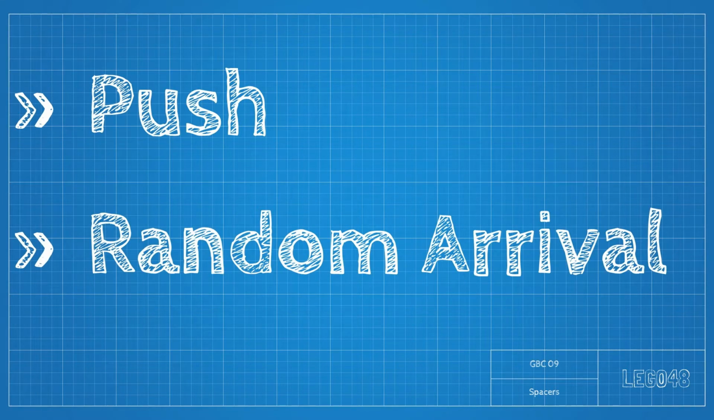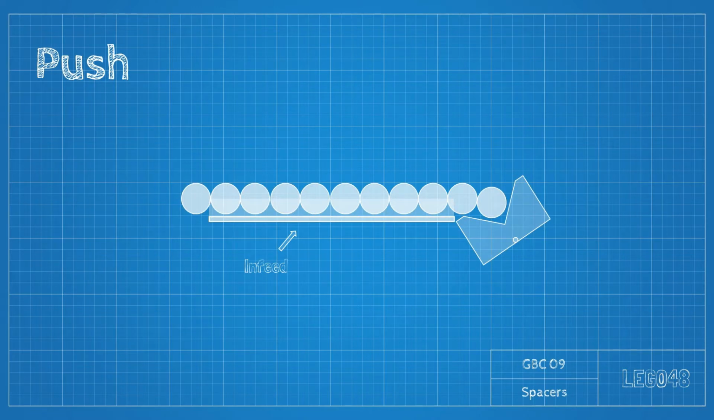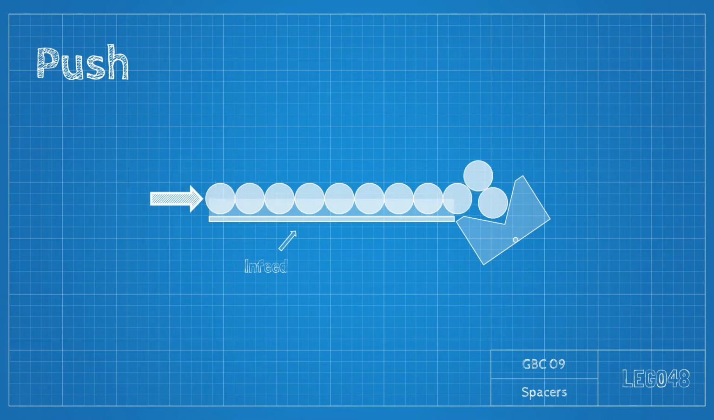First, let's talk about push. This occurs when you get a significant buildup of balls in front of the spacer. For instance, if you dump a lot of balls into the hopper in front of the spacer, you'll have a solid column backed up all the way into the hopper. If pressure is applied to the last ball, it can push on that entire column, creating pressure on the ball at the front of the line.